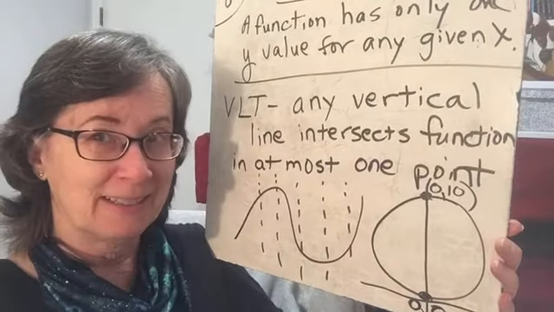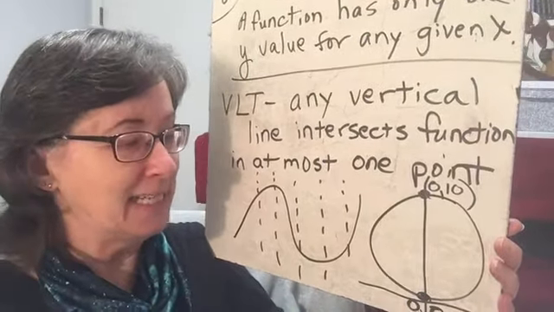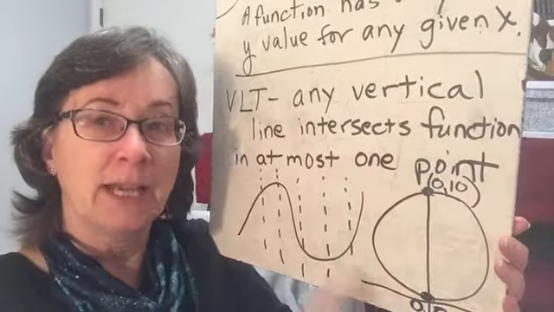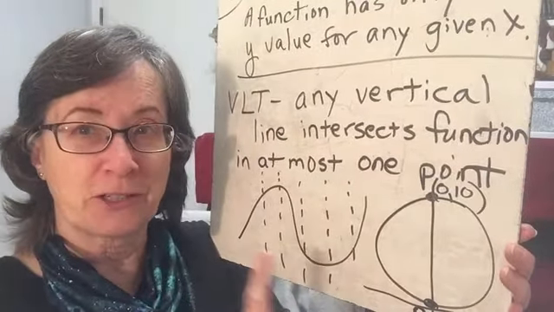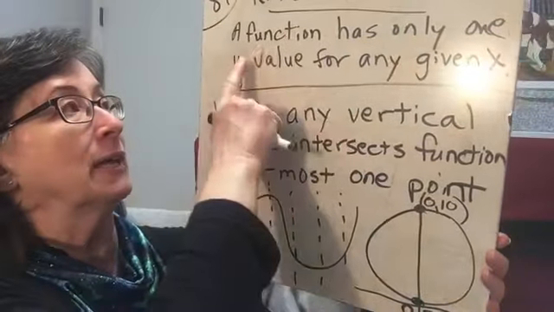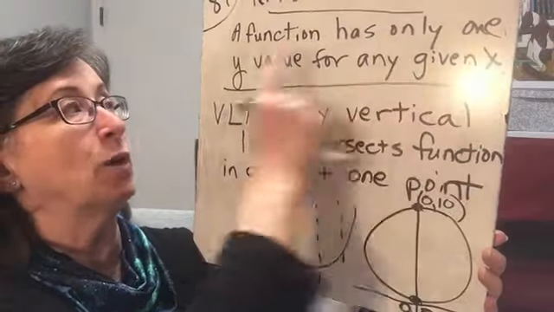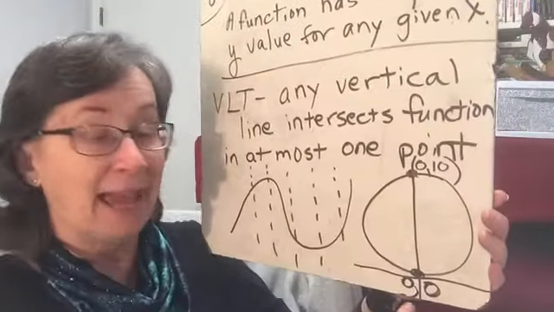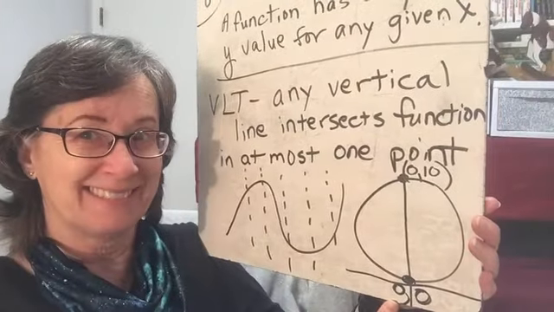Okay, now let's think about it. Anytime I have a point above another point, don't I break the function rule? Because the function rule is a function has only one y value for any given x. So here I have a given x of 0.